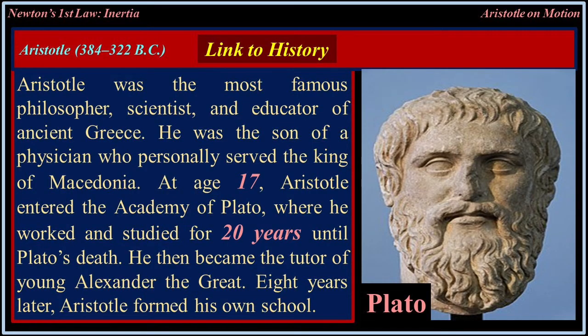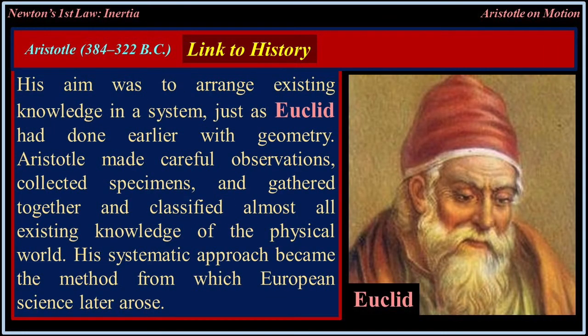Aristotle, link to history. Aristotle was the most famous philosopher, scientist, and educator of ancient Greece. He was the son of a physician who personally served the king of Macedonia. At age 17, Aristotle entered the Academy of Plato, where he worked and studied for 20 years until Plato's death. He then became the tutor of young Alexander the Great. 8 years later, Aristotle formed his own school, and pictured here is Plato, Aristotle's teacher.